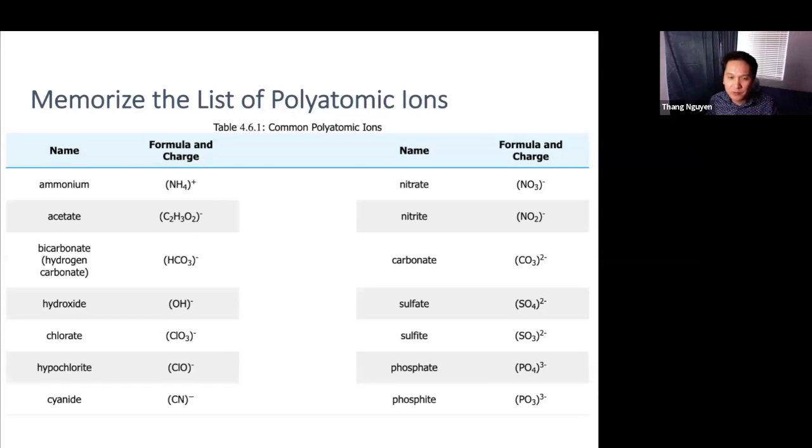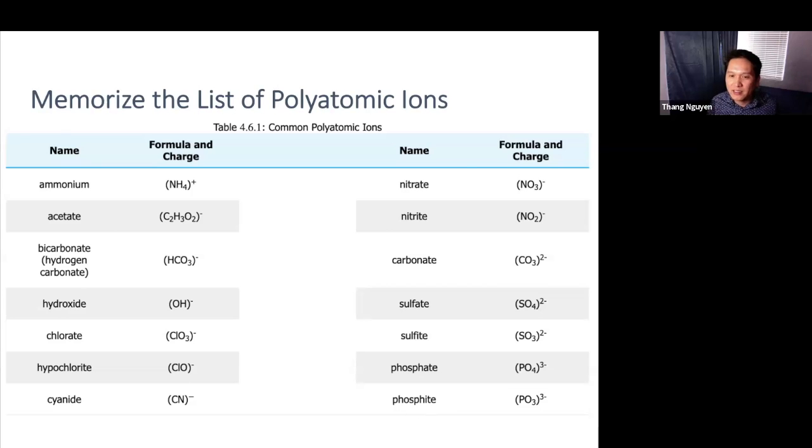And those are the first 2 examples of polyatomics, but here's the whole list of polyatomics that I would require you to memorize for this class. So you would have to know the name and the formula and charge for them. So it's best to make flashcards to challenge yourself to memorize these polyatomics. So we have here ammonium, acetate, bicarbonate, hydroxide, chlorate, hypochlorite, cyanide. We also have nitrate, nitrite, carbonate, sulfate, sulfite, phosphate, and phosphite.